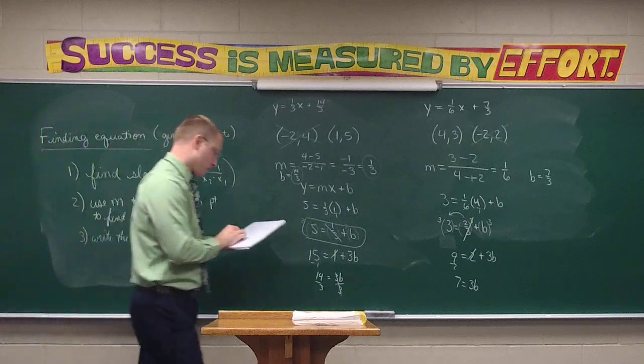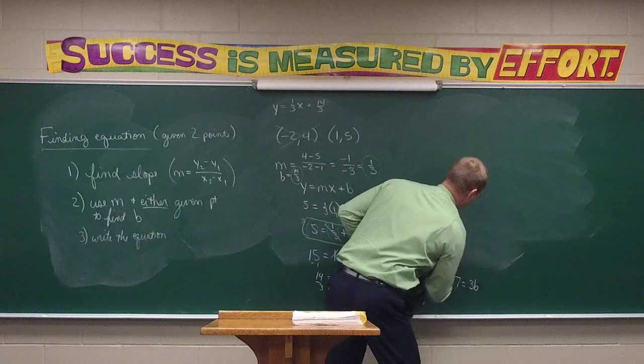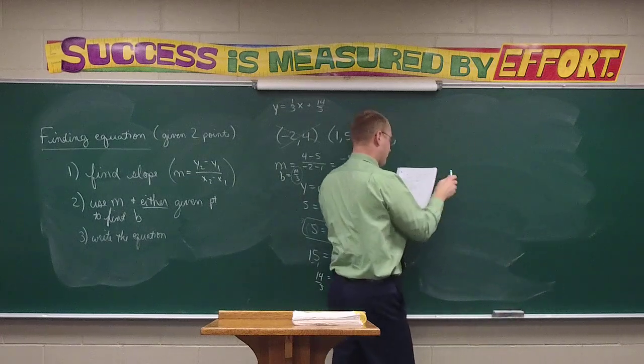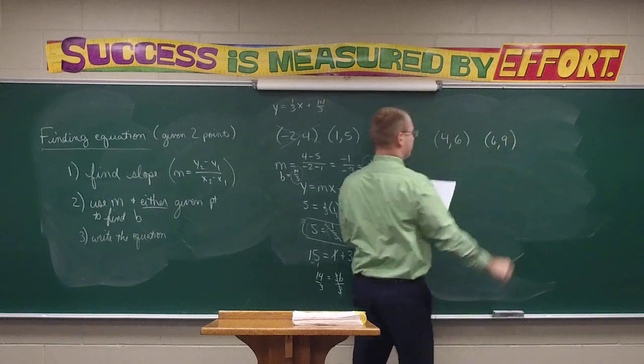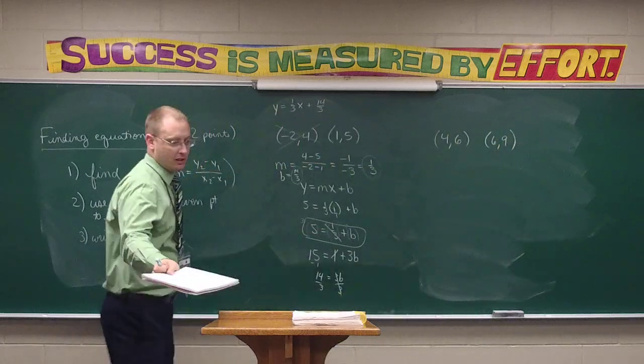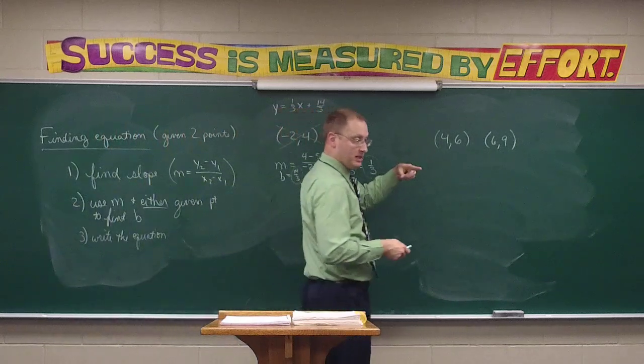Let's do one more together. Let's work down to the front row. Let's go to Maddie. We've got a 4, 6 and a 6, 9. We want to find the equation of the line between these points.